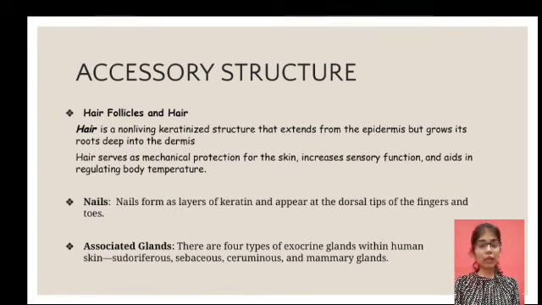Associated glands are the four types of exocrine glands, that is, the sweat glands, sebaceous, ceruminous, and mammary glands. So we have discussed the integumentary system here.